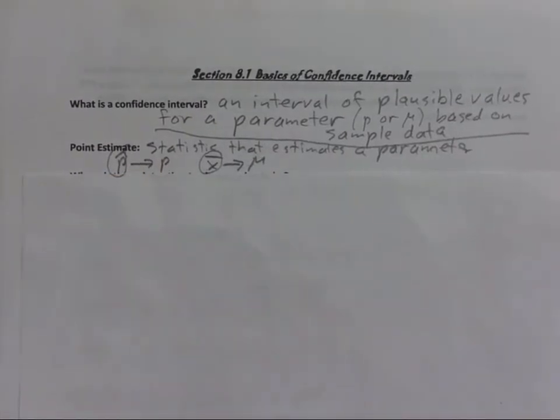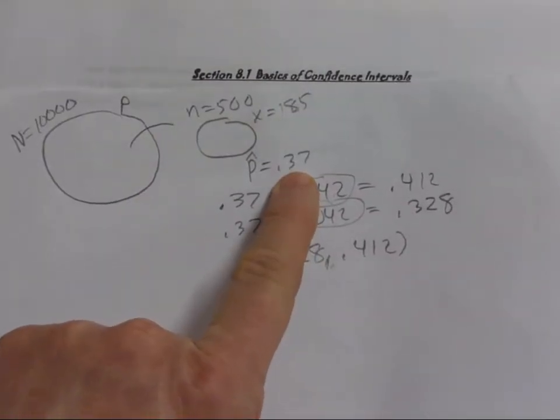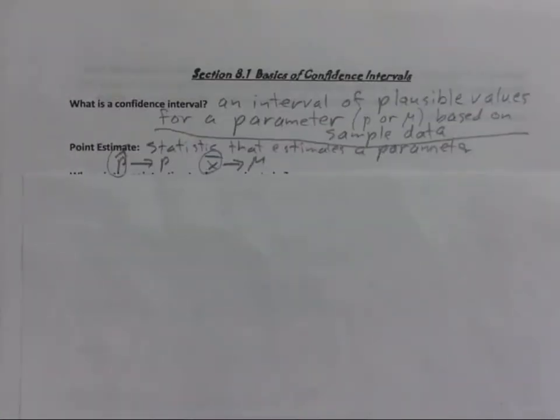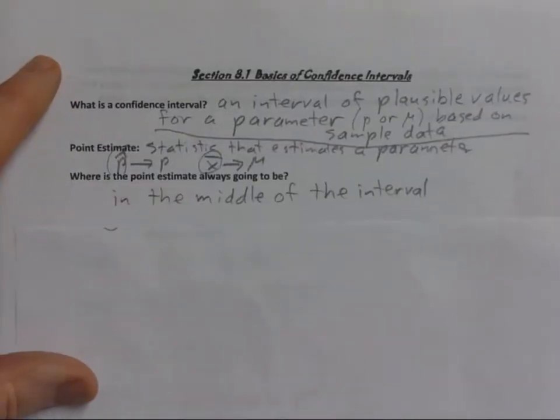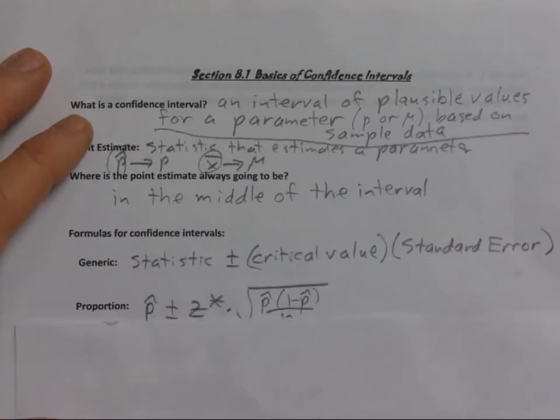When it asks what's the point estimate, it's just the value that is right in the middle of your interval, which in this case is 0.37. It's always going to be right in the middle of the interval. It'll be your statistic. Where's the point estimate always going to be? In the middle of your interval. So if it gives you an interval and asks what's the point estimate, just find the midpoint of that interval. The next thing, here are our formulas.